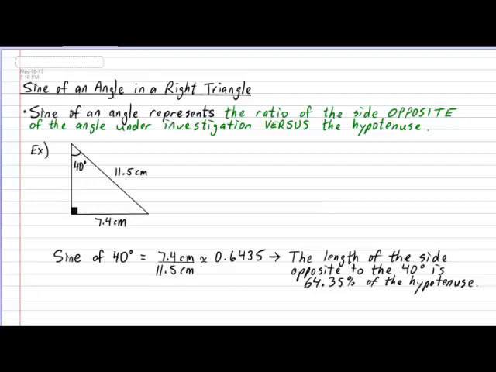If you were to use your calculator and punch in sine of 40 degrees, you will see that your calculator will also produce a result of approximately 0.643. This means that in a right triangle, no matter how long your hypotenuse is, if an angle of 40 degrees is under investigation, the side of the triangle that is opposite of the 40 degrees will always be approximately 64.35% of the length of the hypotenuse.